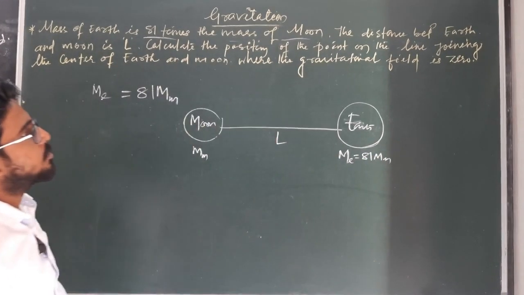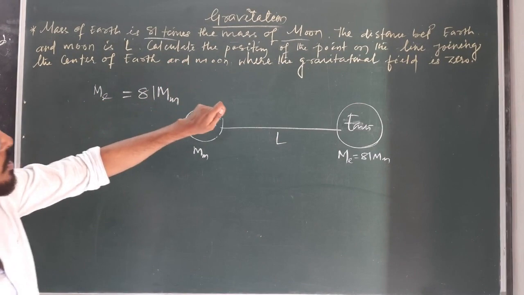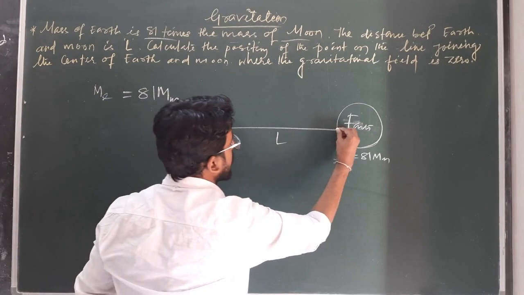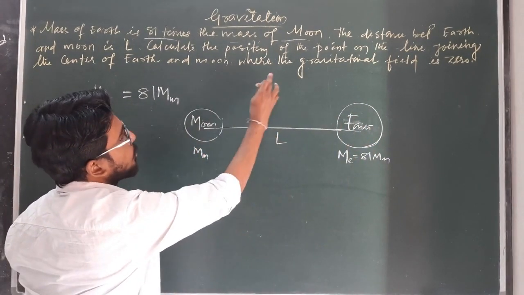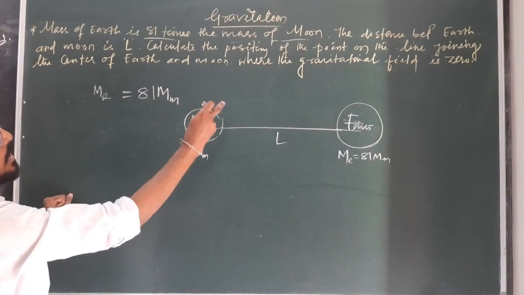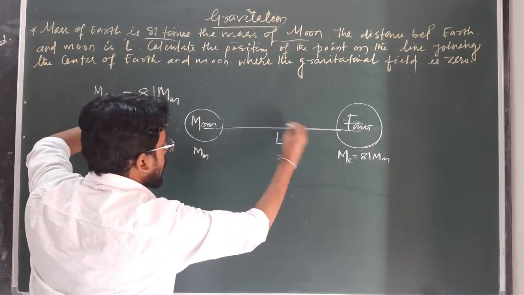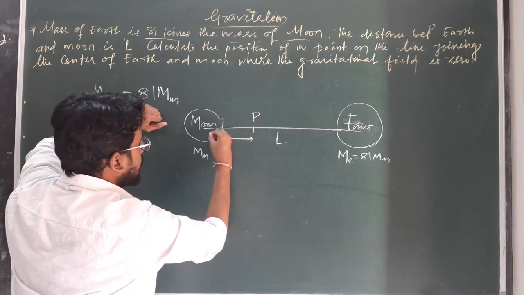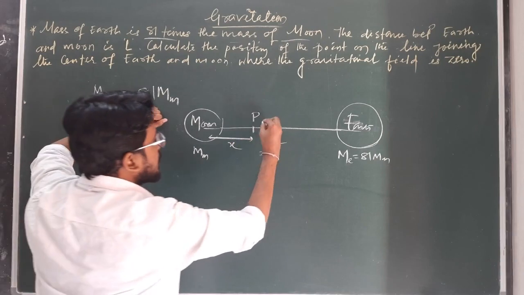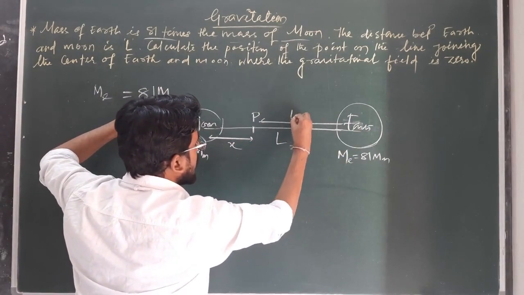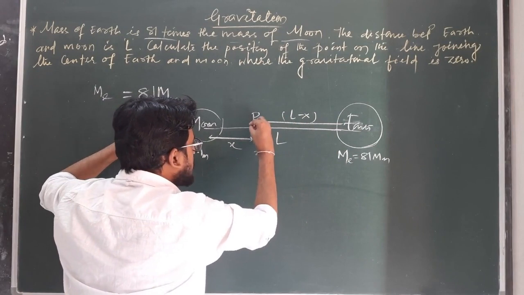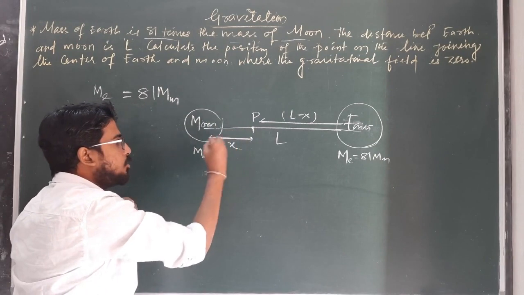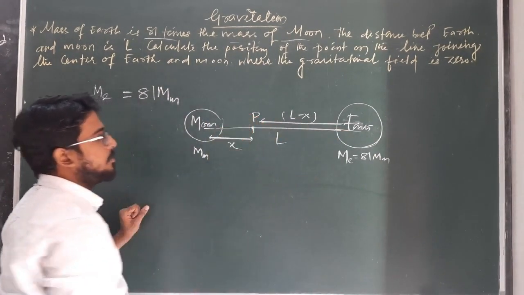So the question asks what? Calculate the position of the point on the line joining the center of earth and moon, where the gravitational field is 0. So let the location of the point P be here, at a distance x from moon. So the distance of the point from the earth will be L minus x. If P is the point where the gravitational field is 0, that means the field due to moon and the field due to earth gravity will be equal.